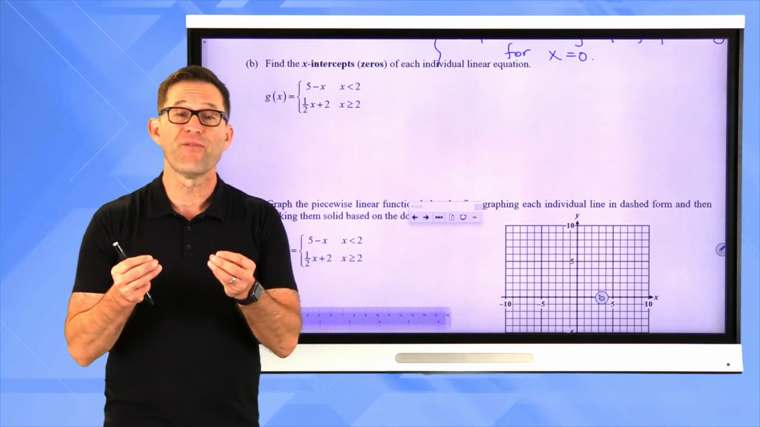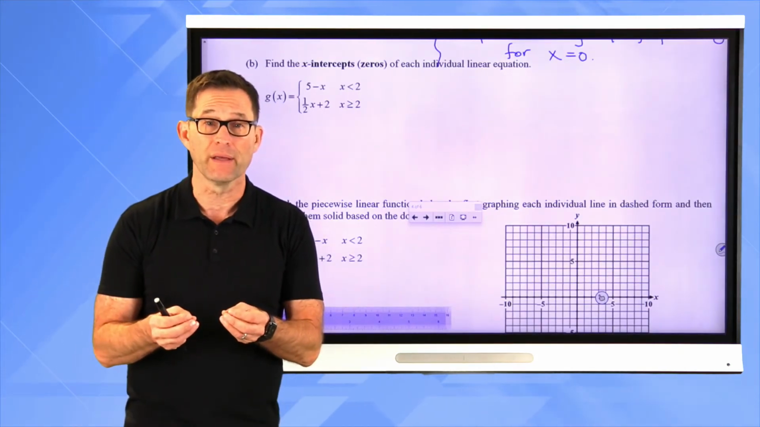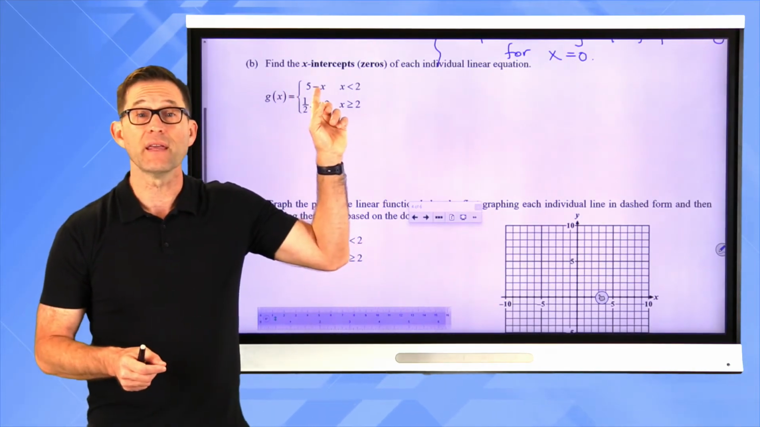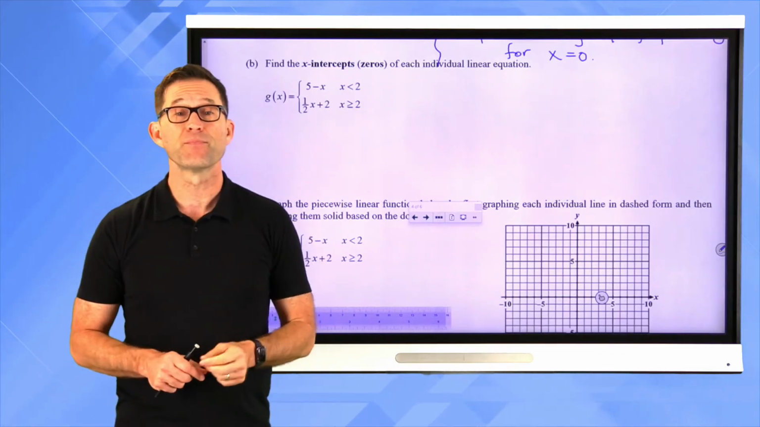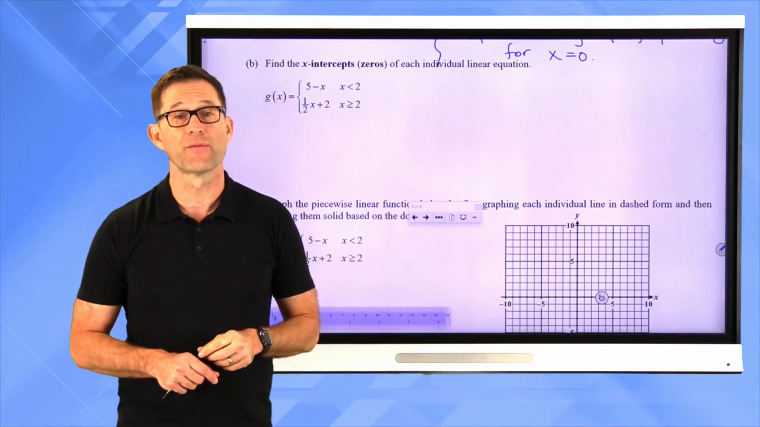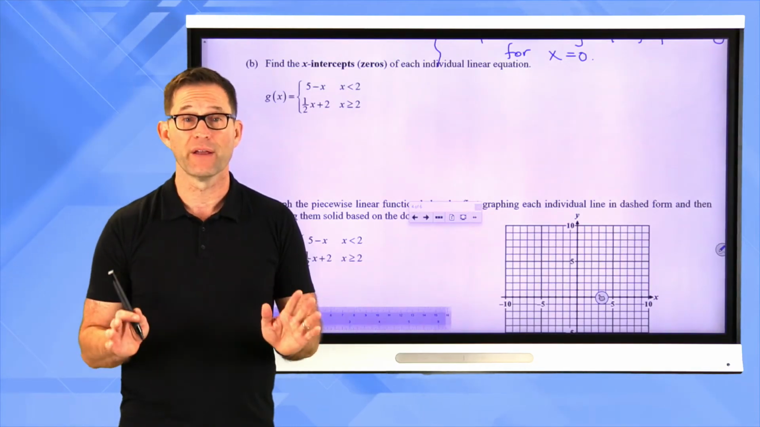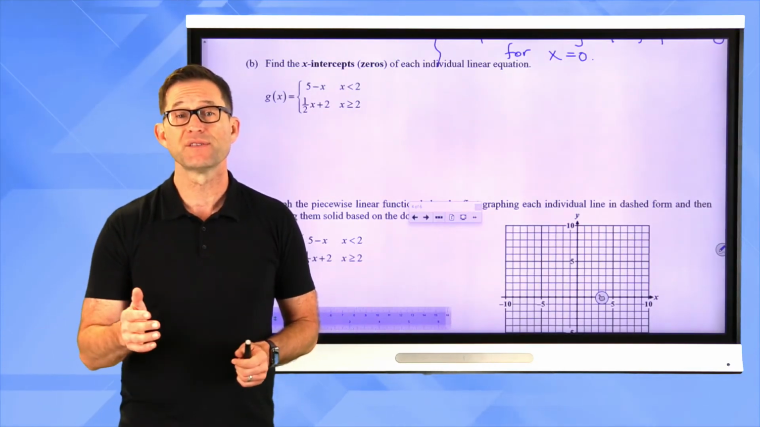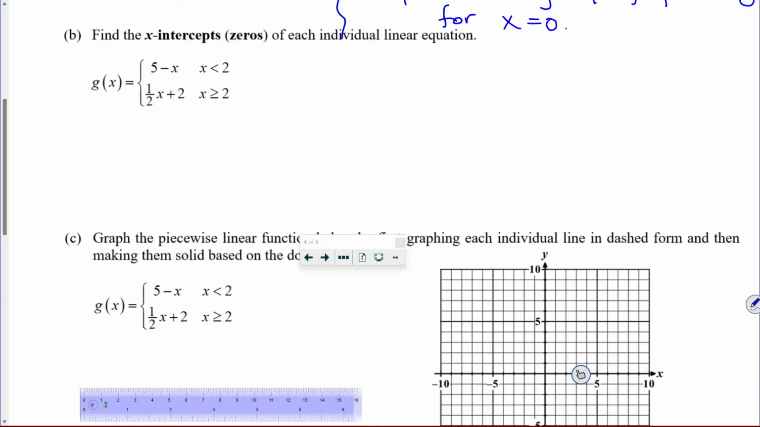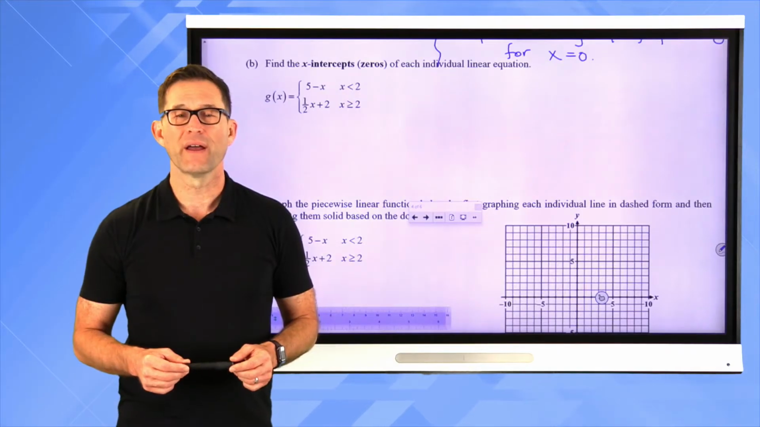But in order to find the zeros algebraically, what you do is you take each one of these equations and you set it equal to 0 and solve for the value of x. So pause the video right now. You're going to find two zeros for this function. See what they are.